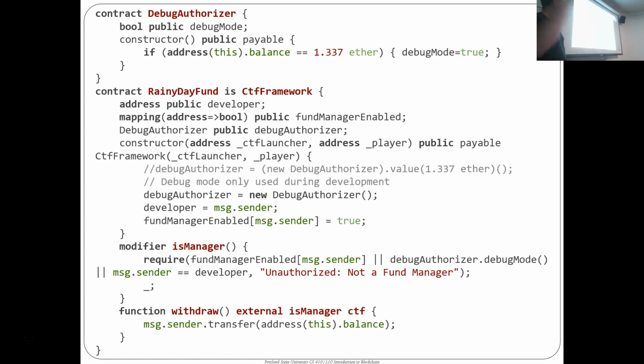And so the exploit is to see, before this debug authorizer contract is instantiated, if you can put in 1.337 Ether at that address ahead of time. And then when your level gets deployed, it'll automatically get deployed with this debug mode turned on. Okay, so now I'm going to walk through how you do that, because it's actually quite complex.